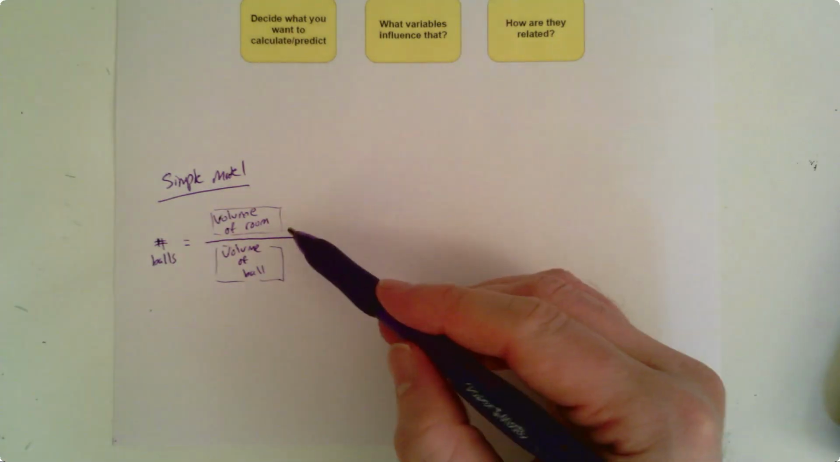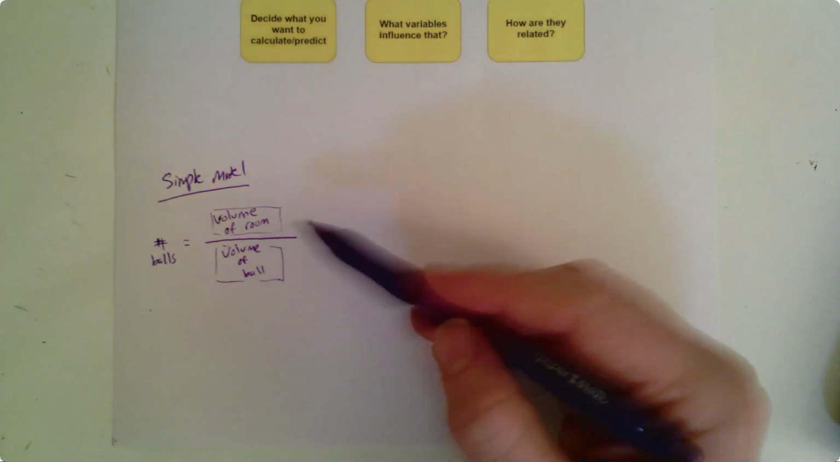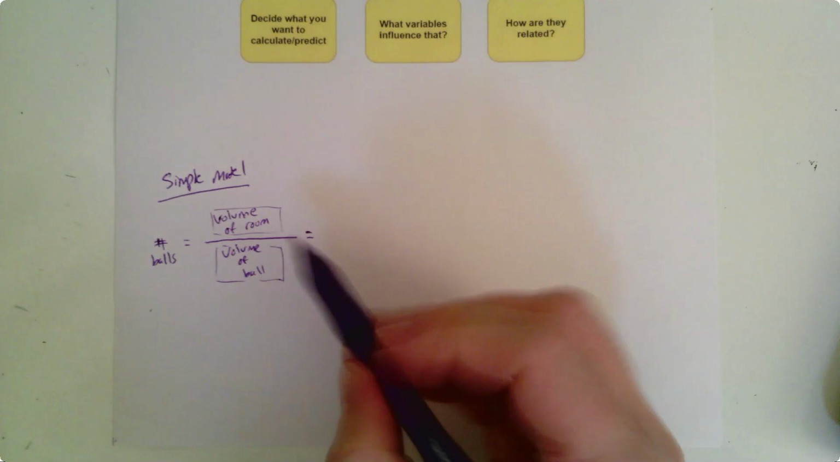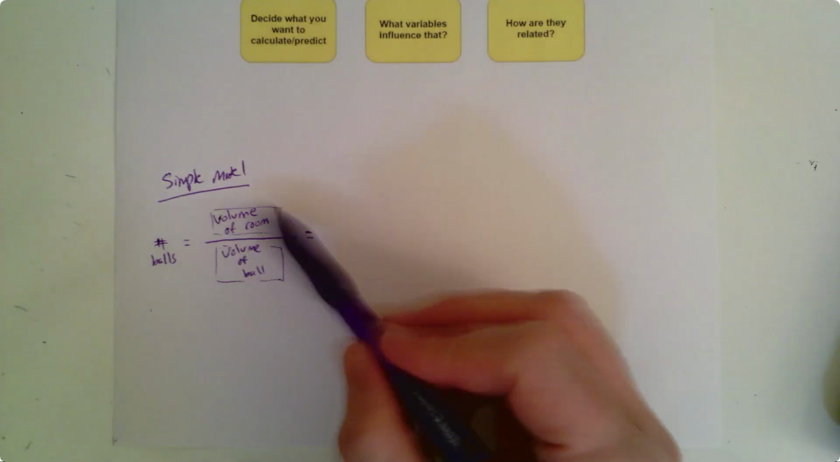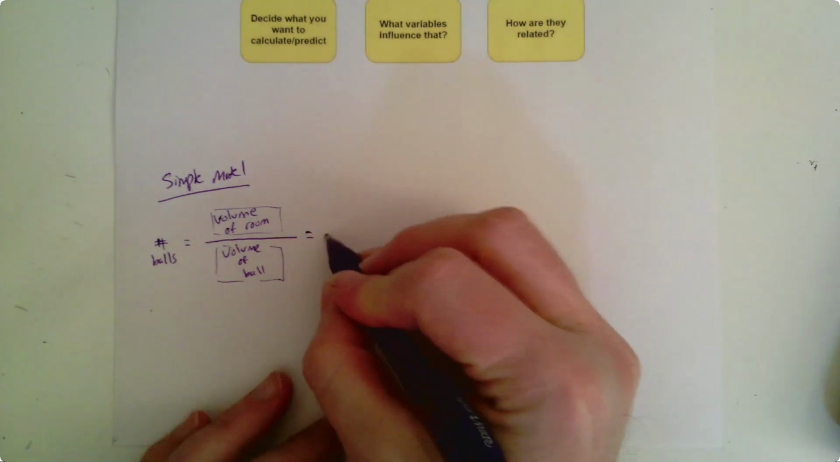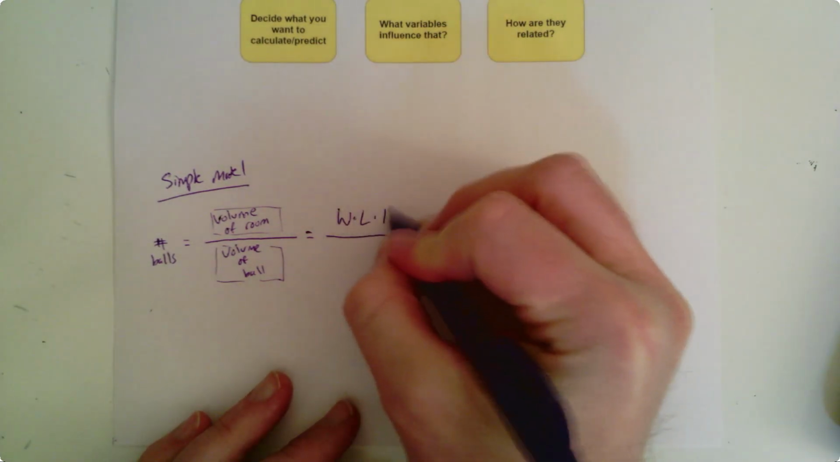Of course, we're not just going to look at the room and think, oh, this room is 5,000 cubic feet. You can't just guess at the volume of the room. So their simple model actually had equations for each piece here, but it's useful to think about it conceptually this way. So for the volume of the room, people did width times length times height.